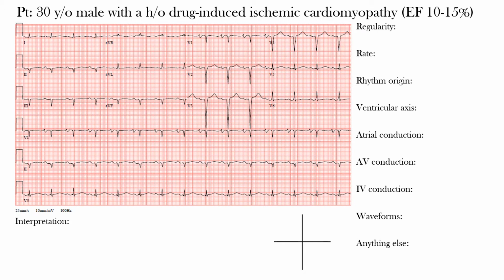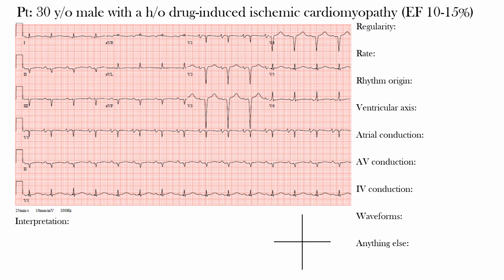So this week's case is a 30-year-old male with a history of drug-induced ischemic cardiomyopathy with an ejection fraction of 10 to 15%. His recent EKG is shown below. Before we get started, let's review the approach we've been using to interpret EKGs.